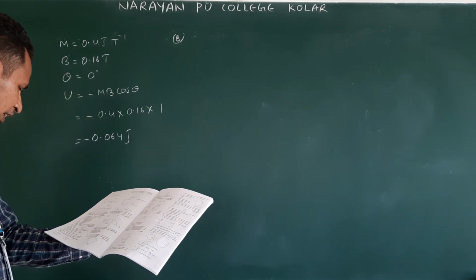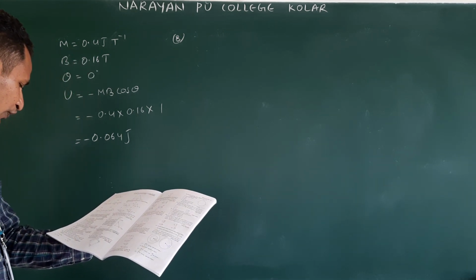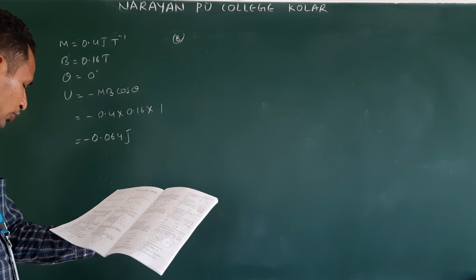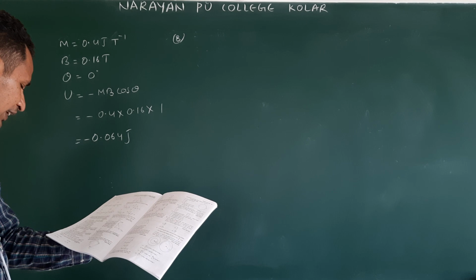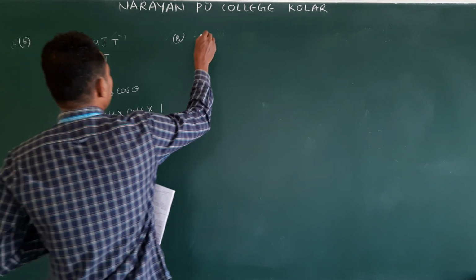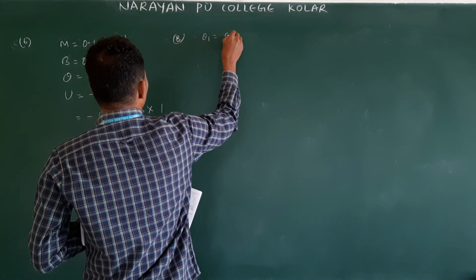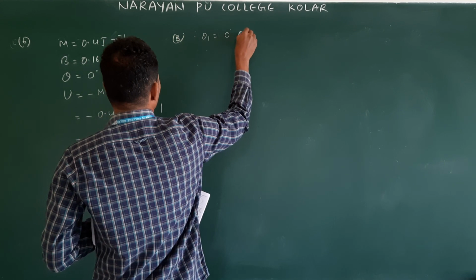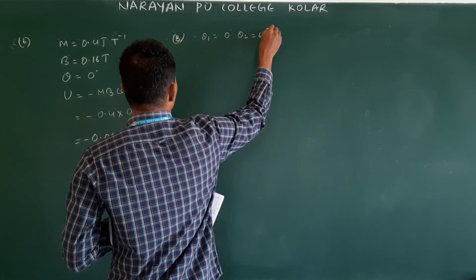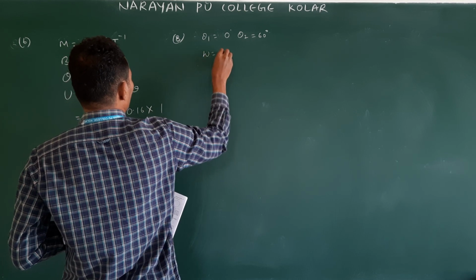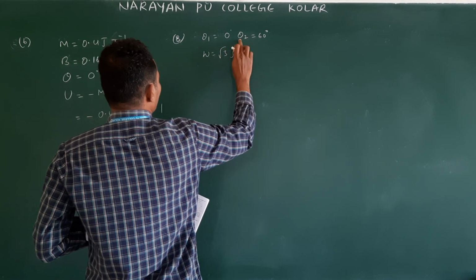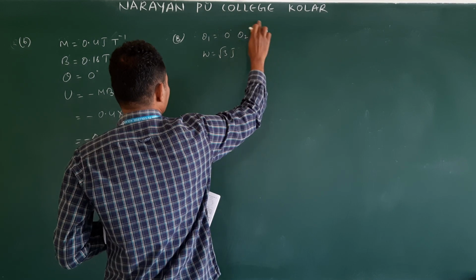A magnet needle suspended parallel to the magnetic field required root 3 joules of work to turn through 60 degrees. What is the torque needed to maintain the needle in this position? Initially parallel means theta is equal to 0. Finally, it turned to 60 degrees. To turn this, work done W is equal to root 3 J. What is the torque required?